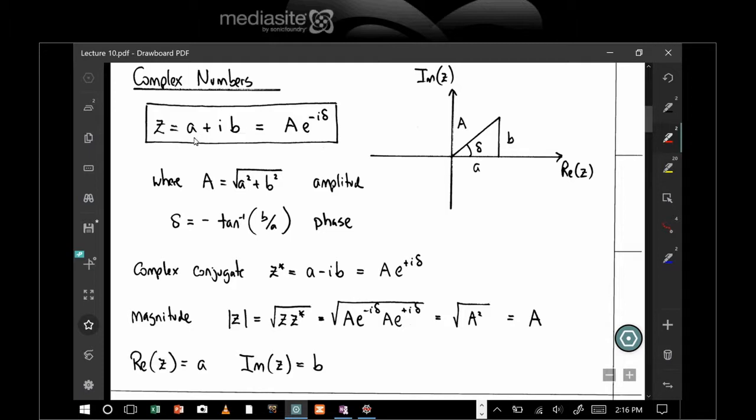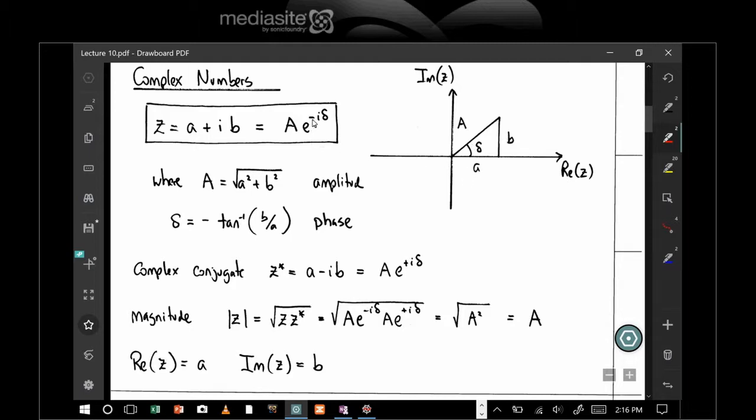And so a is the real part of the complex number, and b is the imaginary part. However, a different way of doing it, and a more useful way in my opinion, is writing a complex number as an amplitude times a phase. And we can relate a, b, and A and delta by a right triangle. So here I have the real part of z on the x-axis, the imaginary part of z on the y-axis. a is the x component, b is the y component. But then how do I get A? A is the hypotenuse of that triangle. So A, which is called the amplitude of the complex number, is the square root of a squared plus b squared. And then delta is the phase, which is the tangent of this over this.